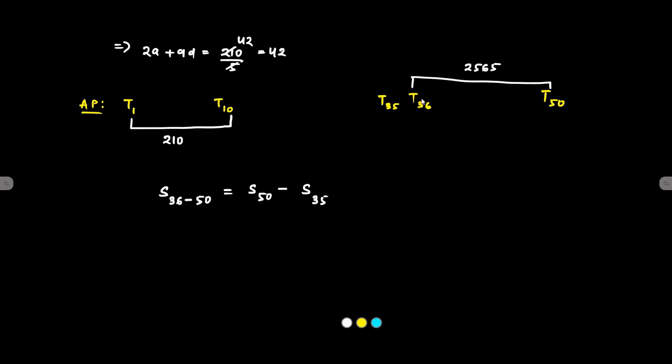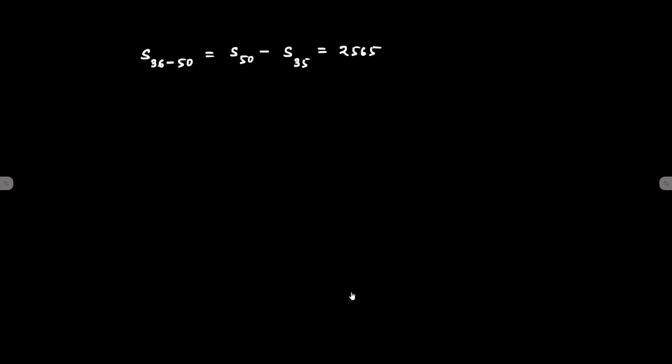Okay, this is very important. The sum of the last 15 terms, that is T36 to T50, is the same as writing the sum of the total 50 terms from T1 to T50 minus the sum of the first 35 terms from T1 to T35. So we will be writing it in terms of a and d. This is equal to 2565. Now we'll be writing S50 and S35 using the sum of n terms formula in terms of a and d. The sum of the last 15 terms is equal to the sum of the total 50 terms minus the sum of the first 35 terms. This is the important relationship.